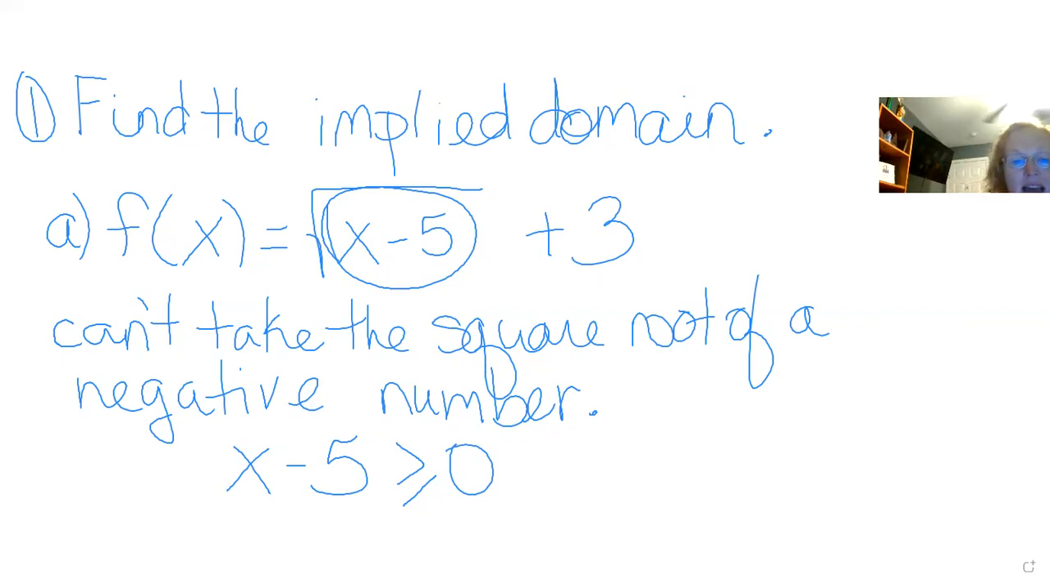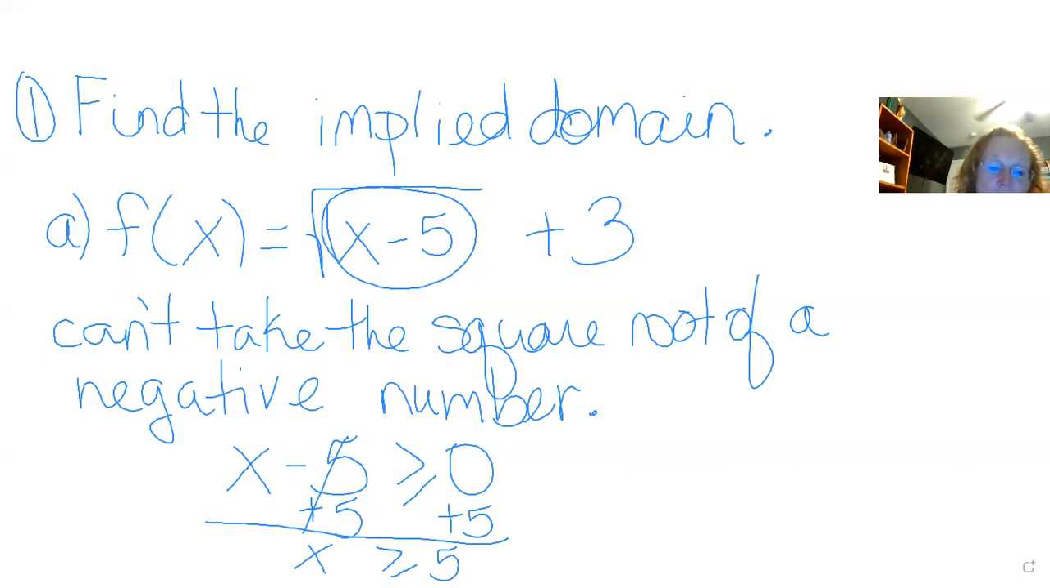So in this case, to get the x by itself, I'm going to write kind of small so that I can stay on the screen here. We're going to put a plus 5. The -5 and plus 5 are going to cancel. So we get x is greater than or equal to 5.